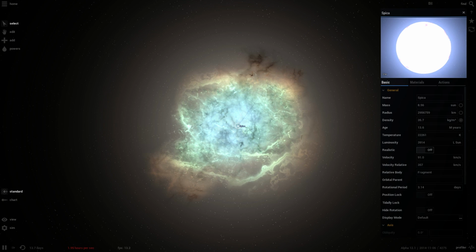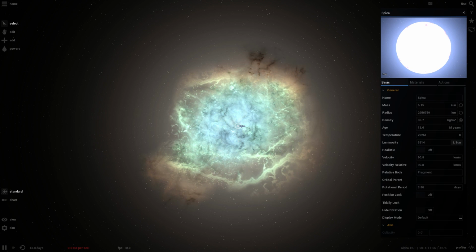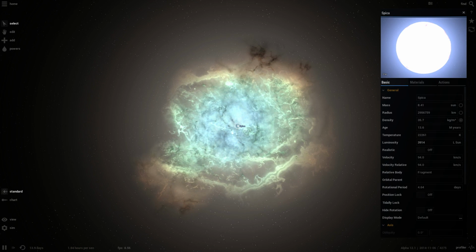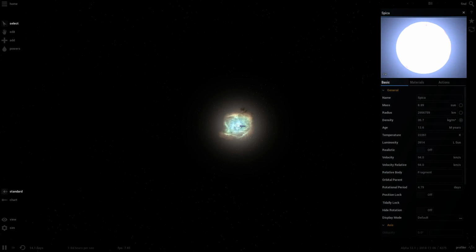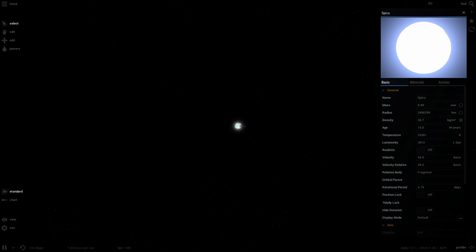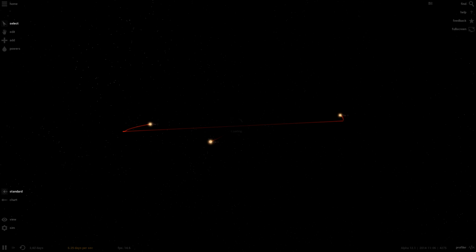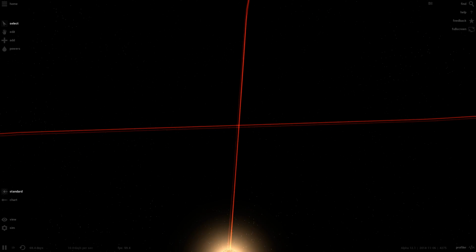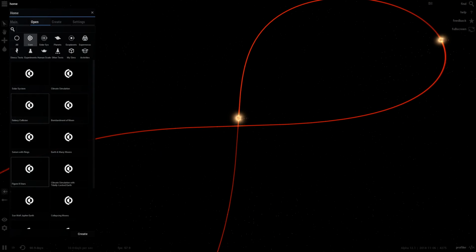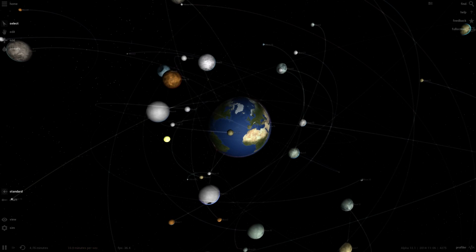Okay. Look at the luminosity. It's 4,000 times the sun. There's no glasses for this. Figure 8 stars. Okay, look at that. That is nicely done. A lot of patience or a lot of math involved to do that. Earth and many moons. Oh, damn.